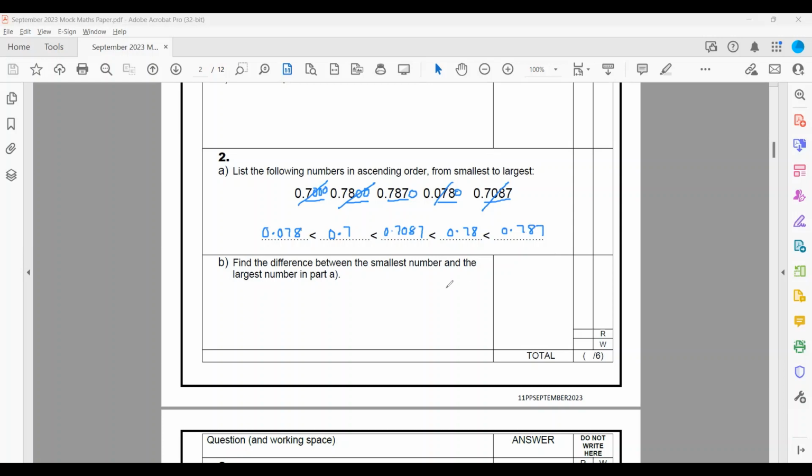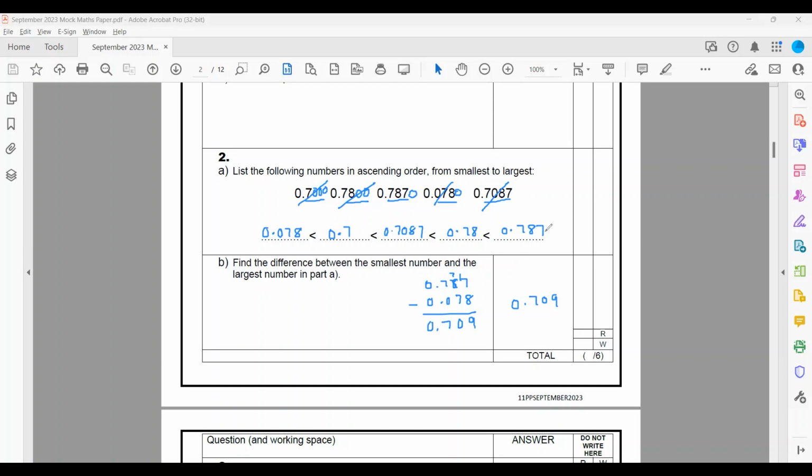In part B, you've been asked to find the difference between the smallest number and the largest number. So my largest number from up here is 0.787, and my smallest number is 0.078. And finding the difference, I'm taking away. So leave 7 behind. 17 take away 8 will be 9. 7 take away 7 will be 0. 7 take away 0 will be 7. And 0 take 0 is 0, giving us 0.709.